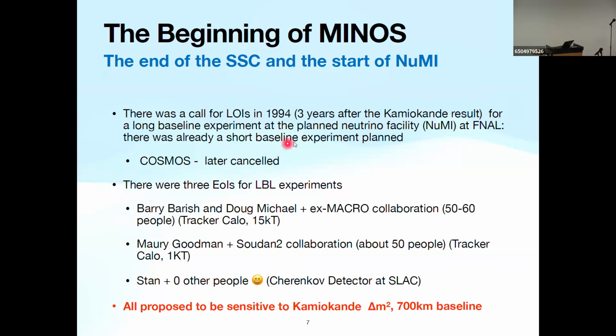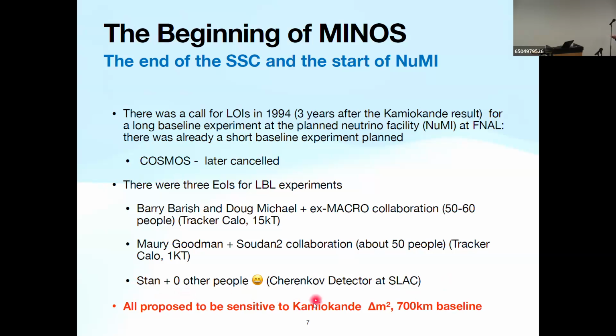So the one was from Barry Barish and Doug Michael, and the X-Macro collaboration. I think it was about 50 to 60 people. I can't remember. This is all from memory. That was a vacuum calorimeter type detector, and I think it was something like 15 kilotons. Then there was Maury Goodman and the Soudan 2 collaboration, also about 50 people, and they were also proposing a tracking calorimeter, but I think they were proposing something much smaller, like a kiloton.